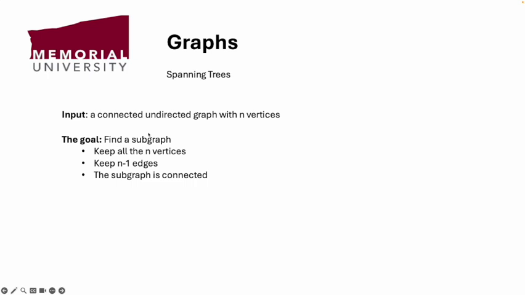So the goal, we want to find the subgraph. Okay, the subgraph maintains what? It keeps all the vertices. Okay, second, it has n-1 edges. Okay, n-1 edges. And the subgraph is connected. Okay, so if there's a graph, you want to find the subgraph containing these three characteristics. It means this subgraph is a spanning tree. Okay?